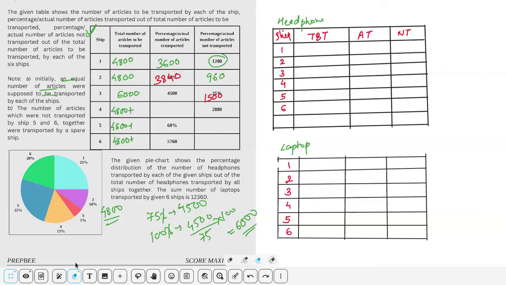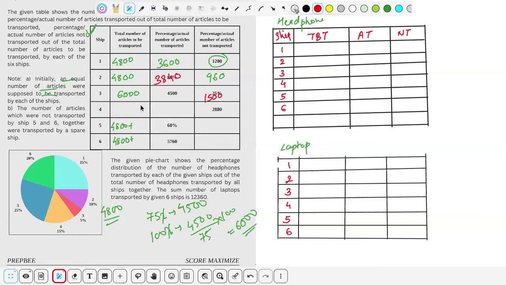Okay, let me add. बच्चों वाले तरीके से कर लेते हैं इसको ऐड. So 4800 plus 960: 0 plus 6 is 6, 6 plus 8 is 14... that is 5760. So यहाँ पे not transported value क्या है, 2880. So simply minus it from here so that you will get the transported value. So 2880 अगर माइनस करेंगे तो ये हो जाएगा 2880.